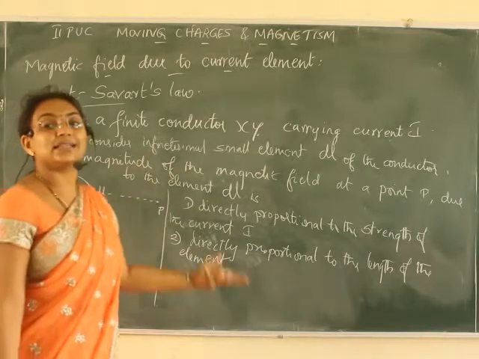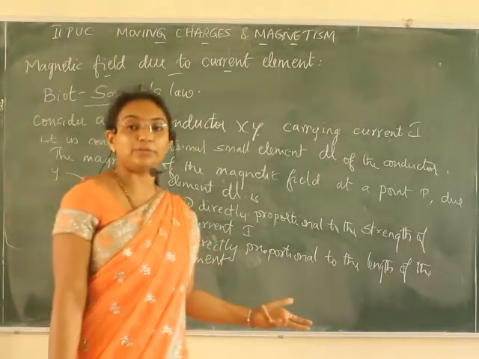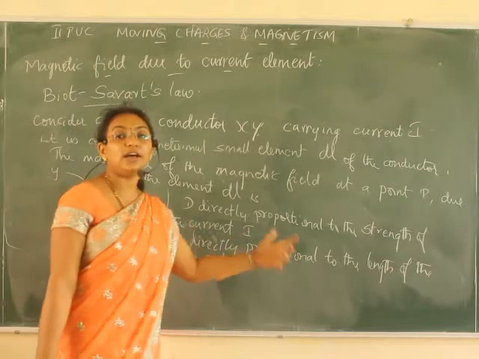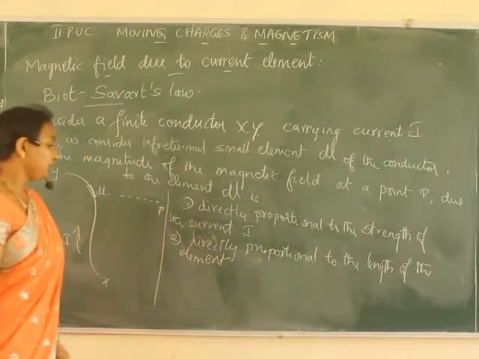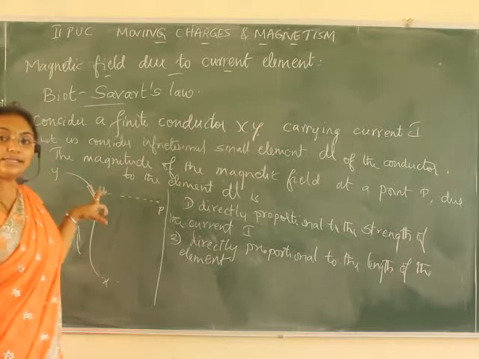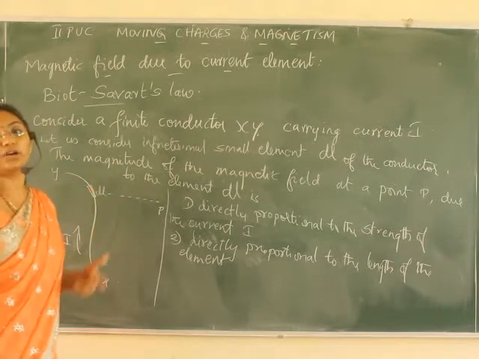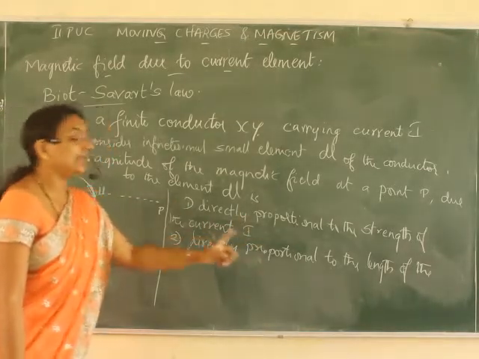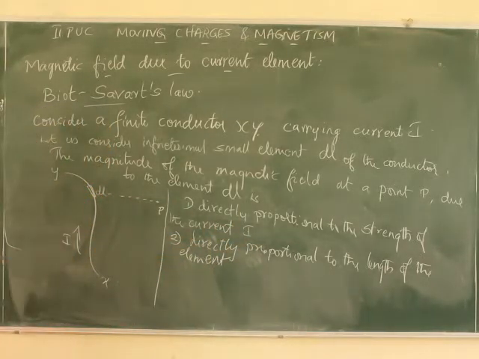as we increase the current, more magnetic field is produced. So it is directly proportional to the strength of the current I. And as the length of the element increases, the magnetic field also increases. Therefore, it is directly proportional to the length of the element, that is dl.